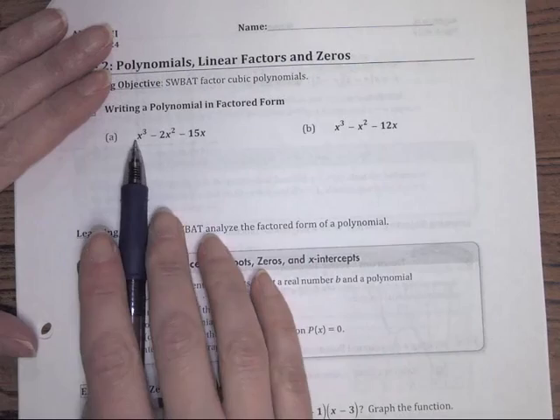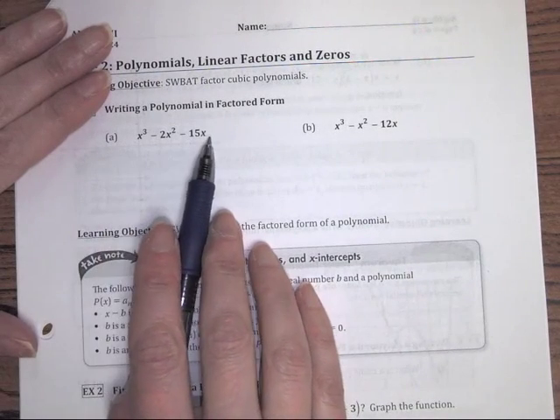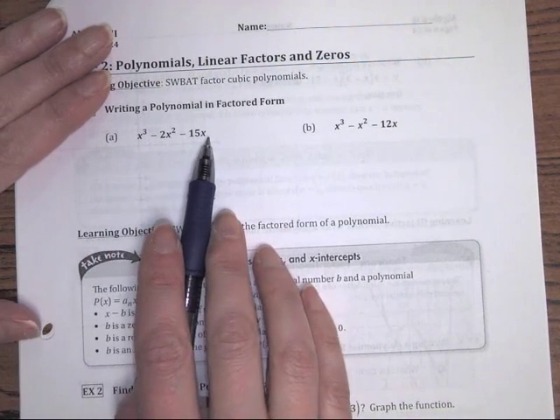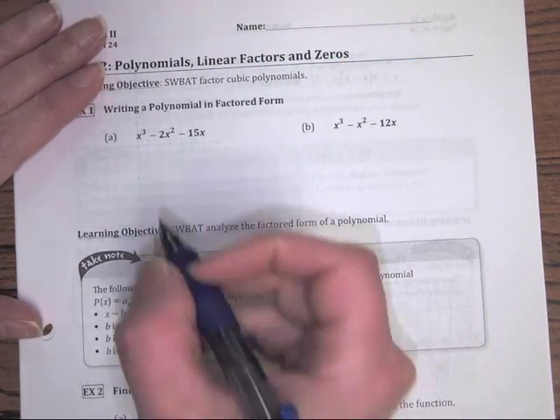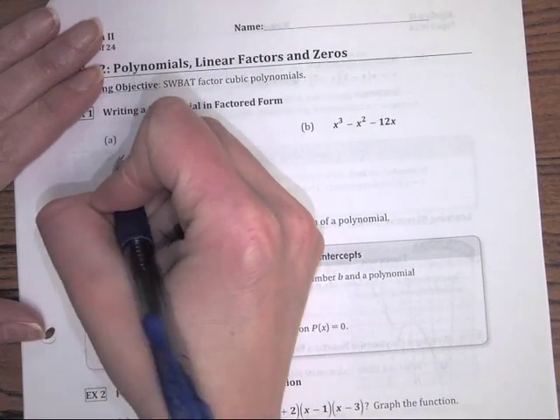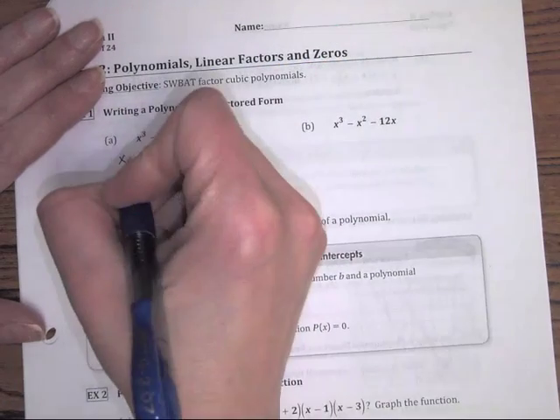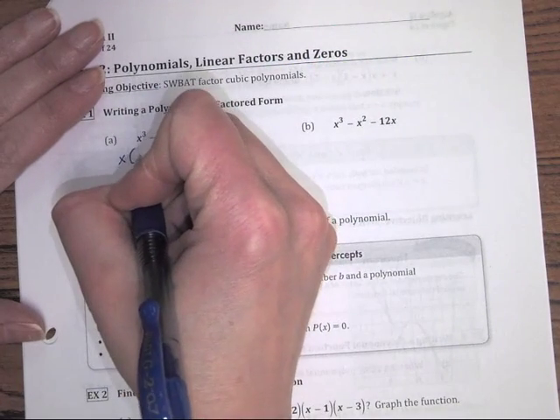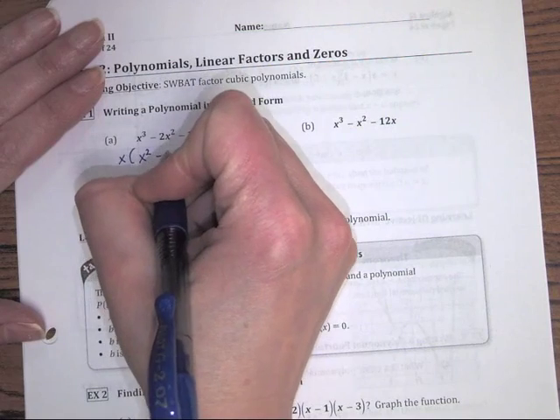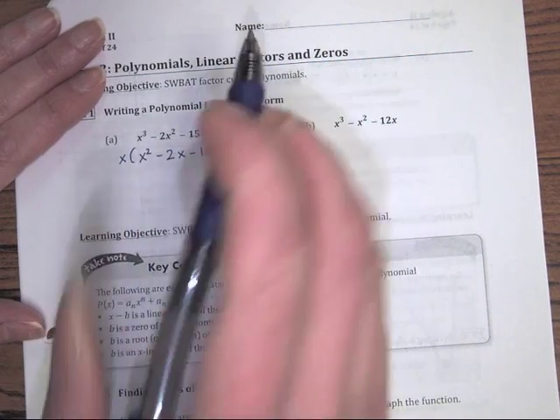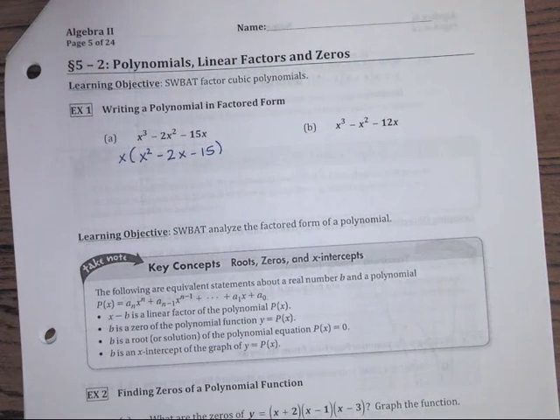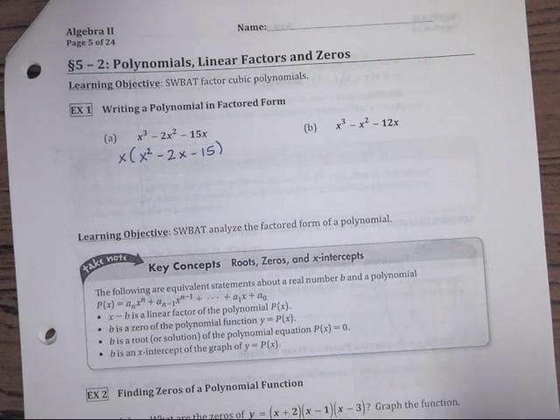First of all, you've got three terms here. Notice that you do have x in each of the terms. That's what our greatest common factor is. So your first step is to factor out an x as the greatest common factor, leave it in front. When you factor out an x, you have x squared minus 2x minus 15. And notice what you have in parentheses here now represents a quadratic, which we know how to factor.